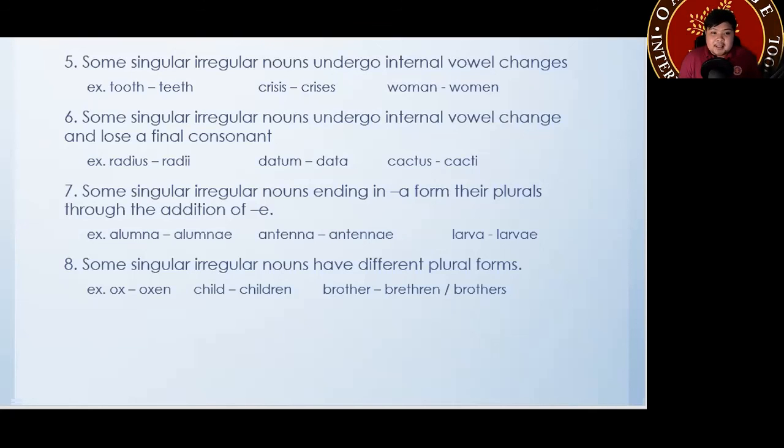Okay, these are some examples of these words. Number 7. Some singular irregular nouns ending in A form their plurals through addition of E. Example, alumna, alumnae. Antenna, antennae. Larva, larvae. Okay. And number 8, some irregular nouns have different plural forms. You would totally change the spelling. Example, ox. Ox would be oxen. Child will be children. Brother can be either brethren or brothers. Okay. Now these are all different irregular nouns.